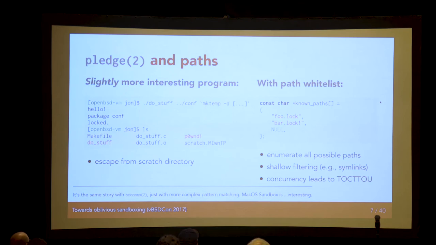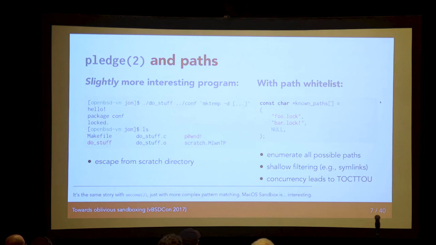So you might say, now pledge allows you to have a whitelist of paths, so surely that would solve the problem. Well, no, actually. First of all, it requires you to enumerate all the paths that you might ever want to open, which is slightly problematic. Secondly, the filtering is shallow. It works on file names. It doesn't work on, say, symlinks. So if I try to open a directory that is called foo, but that foo is actually a symlink to ../something, now there's no filtering there.